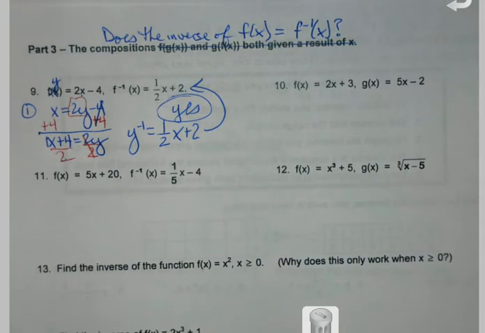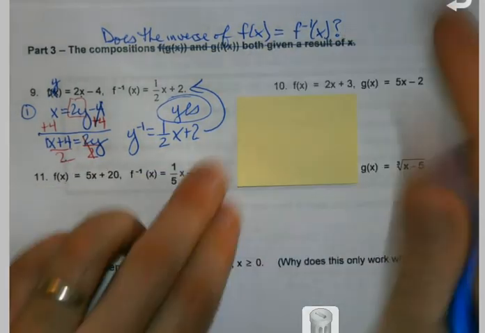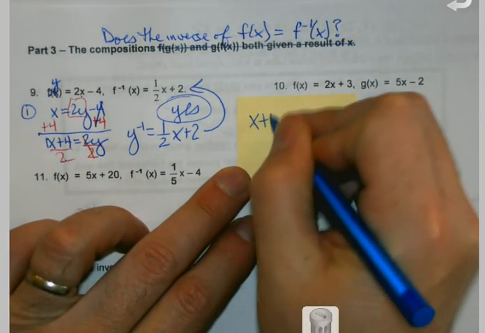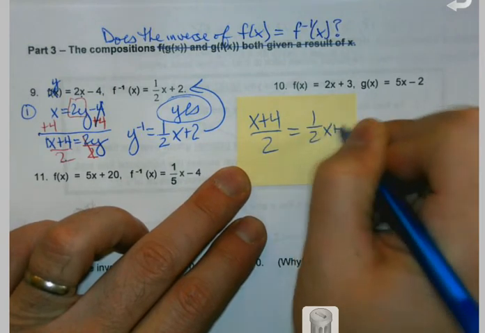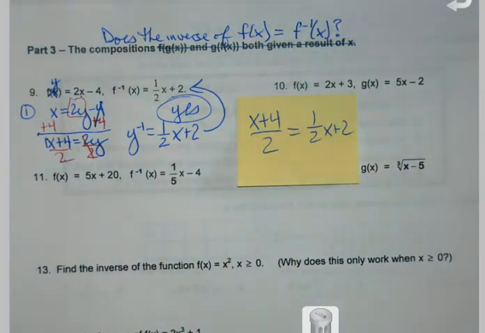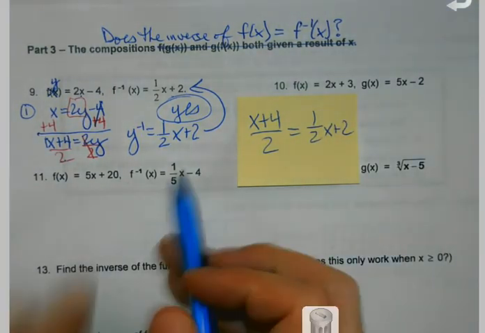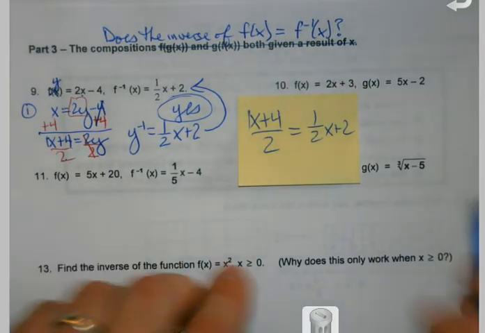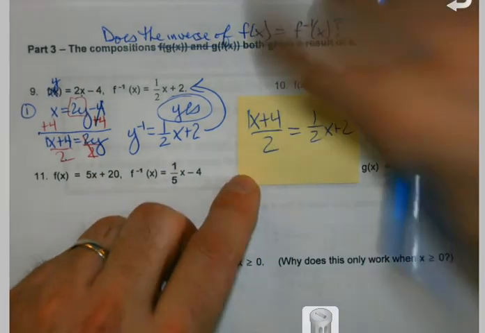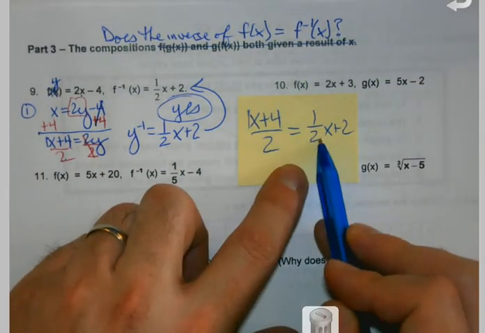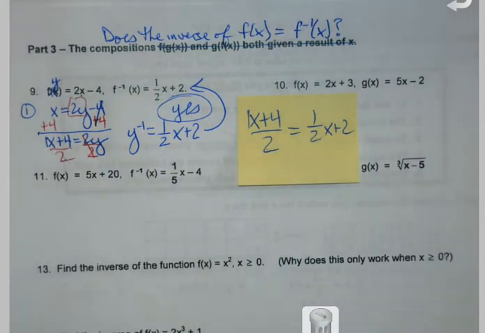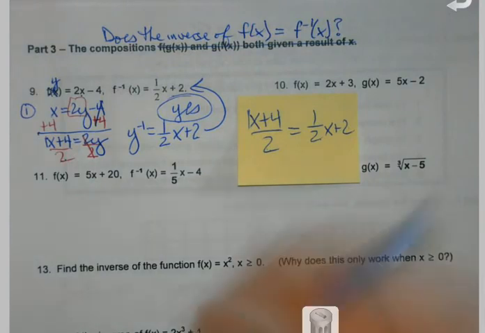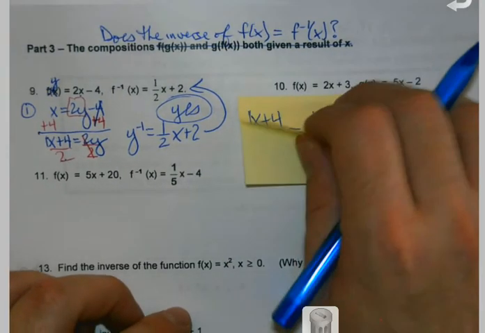These two things, x plus 4 over 2 and 1/2 x plus 2 are one and the same. Because all I did on this one was I took each piece, so 1x over 2 is like 1/2 x, and 4 divided by 2 is 2. It's just two different ways of looking at the exact same expression. And that's how I found out those would be the same.